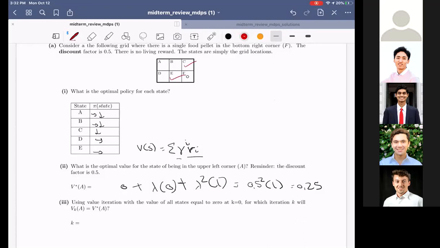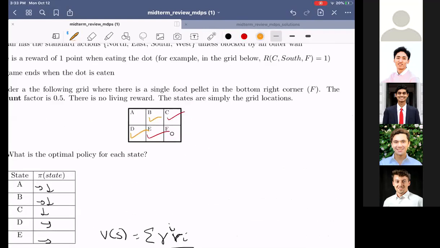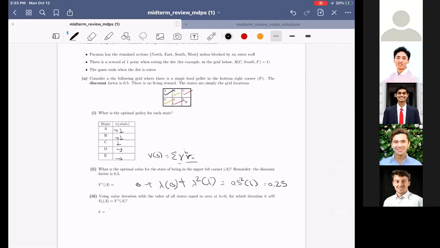From there, we can do a similar thing. Now that there are values of C and E, their neighbors, B and D, can use those values to get their optimal values. B can say, I get 0 reward, but then I get discount times the value of C. And D can say, I get 0 reward from transitioning, but then I get discount times the value of E. And then finally, in the last iteration, A can say, I get 0 reward from going from A to B, and then discount times the value of B. So it takes 3 iterations.